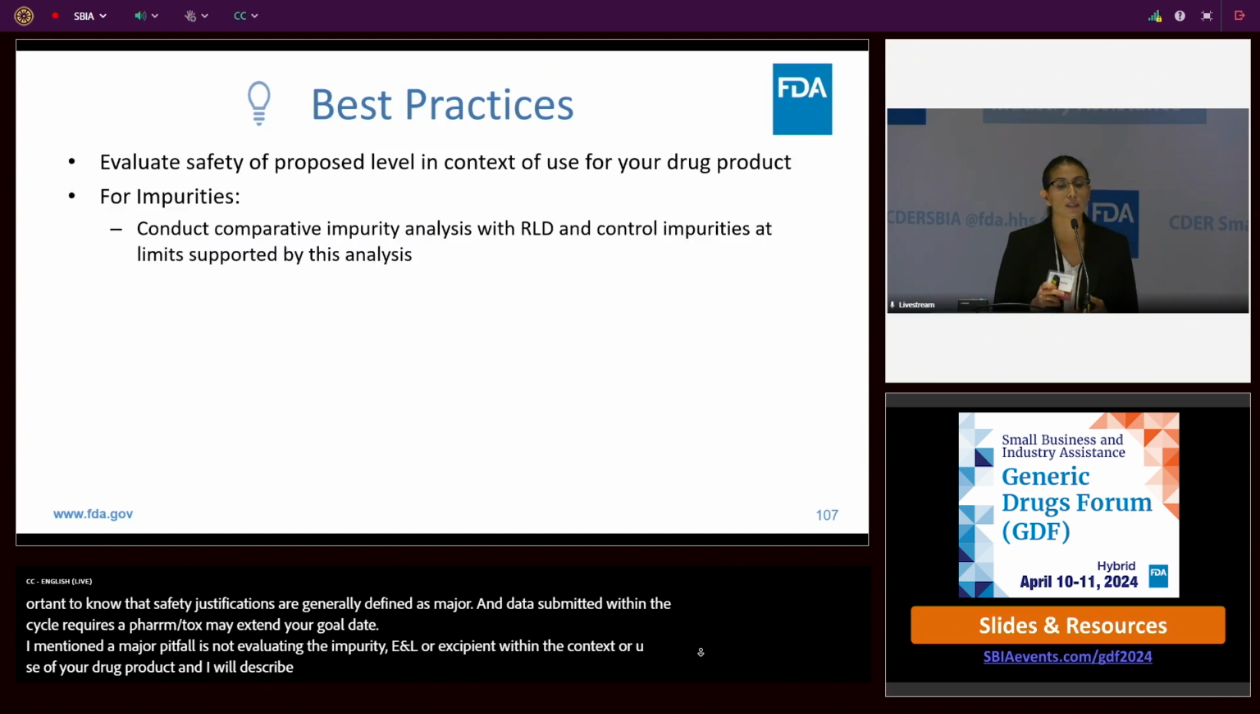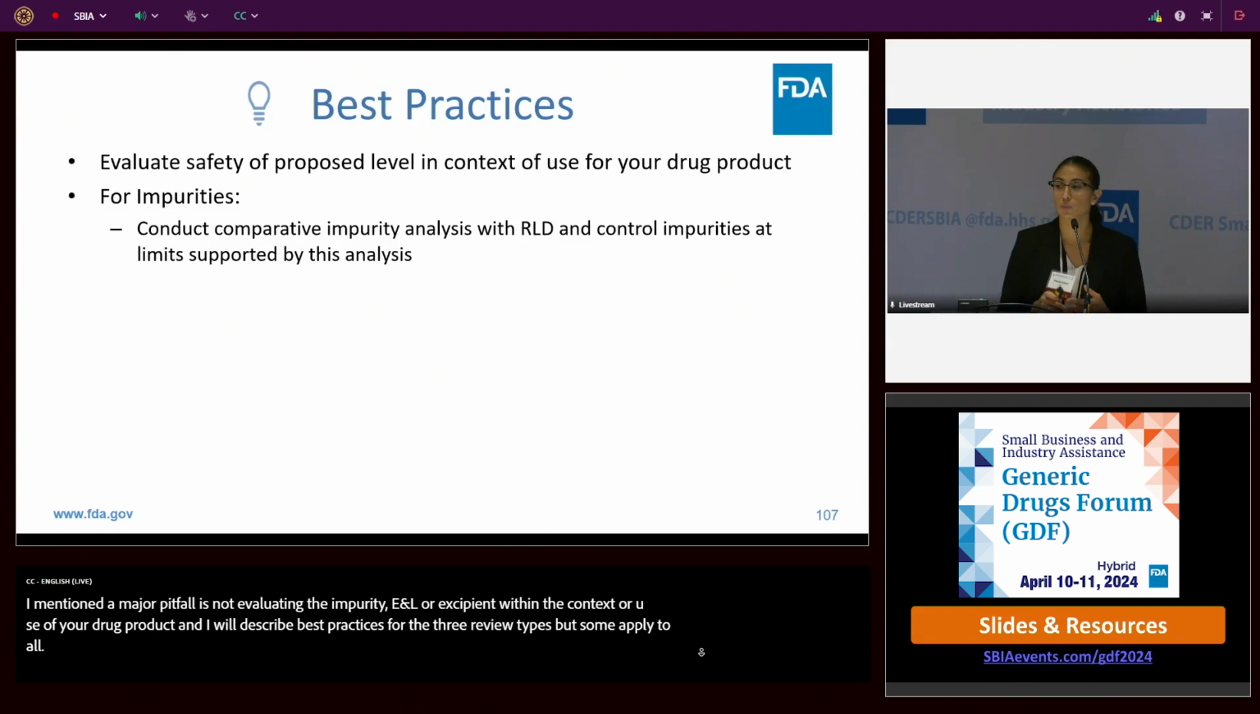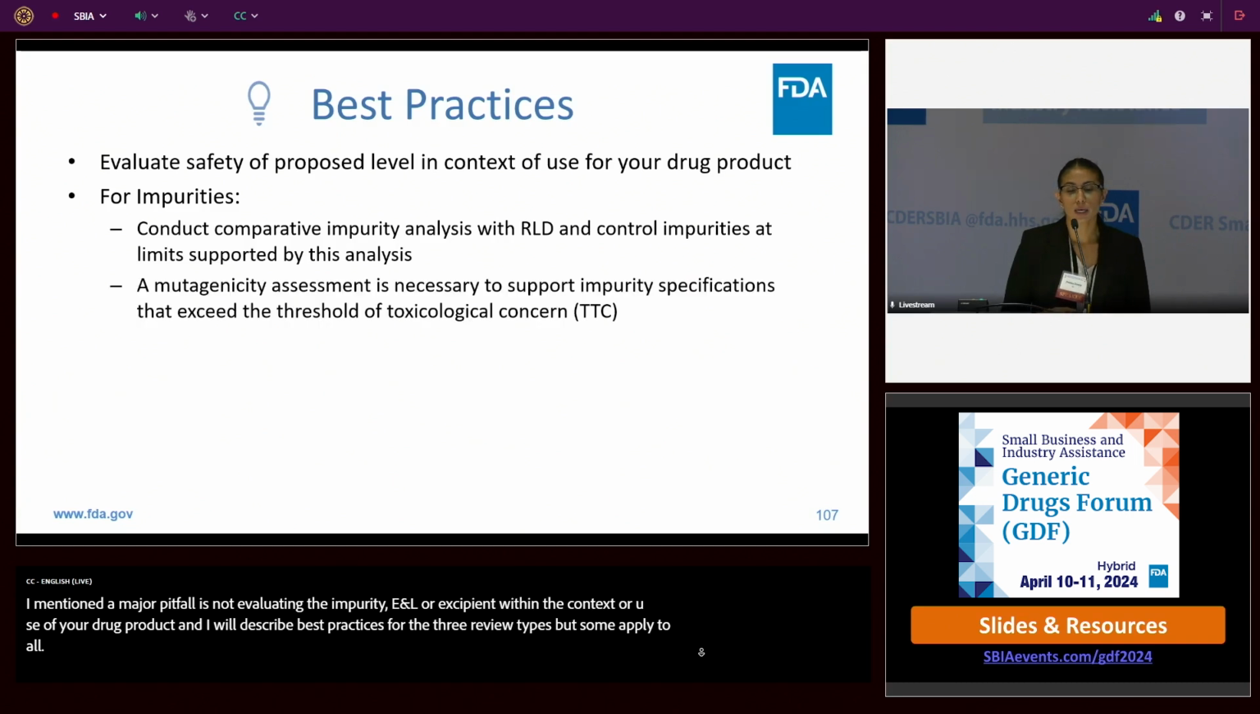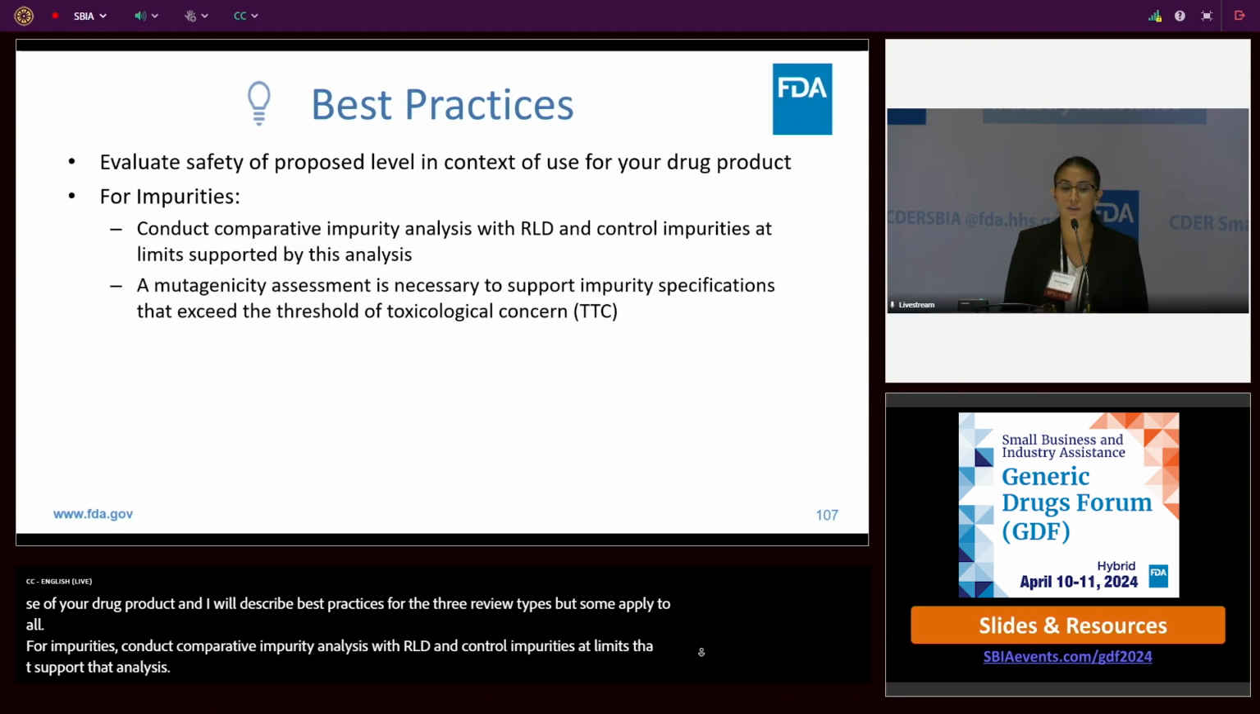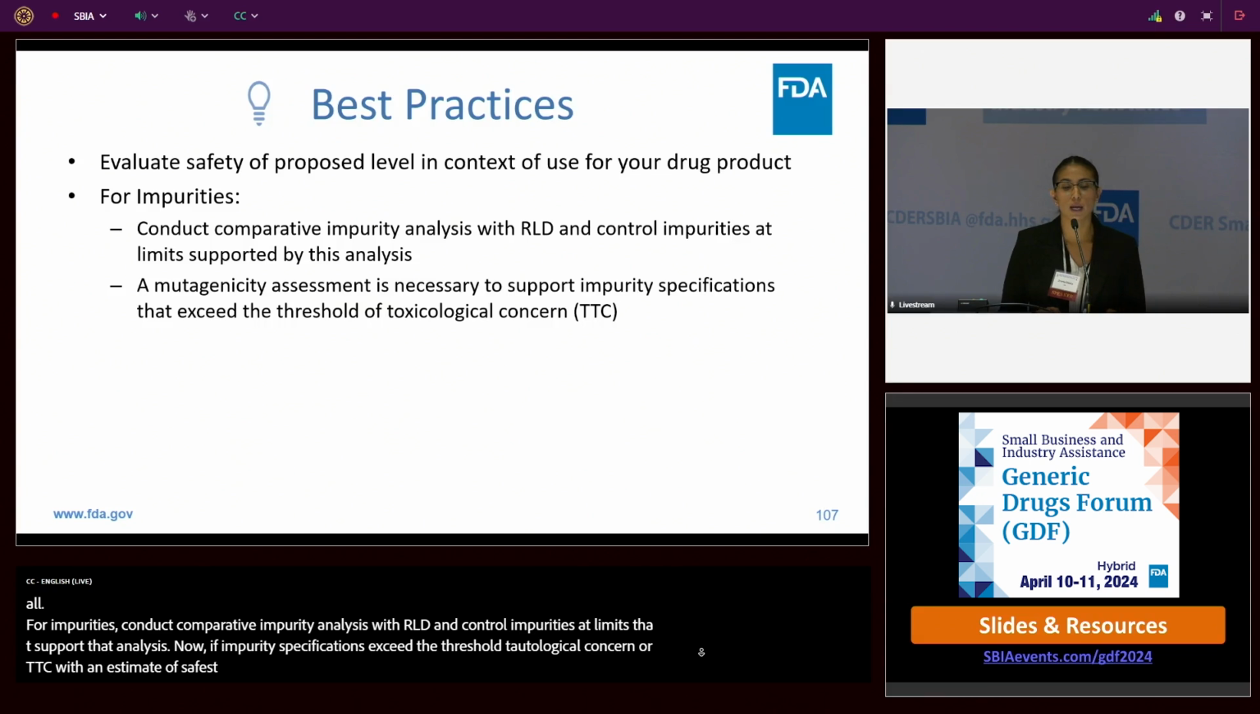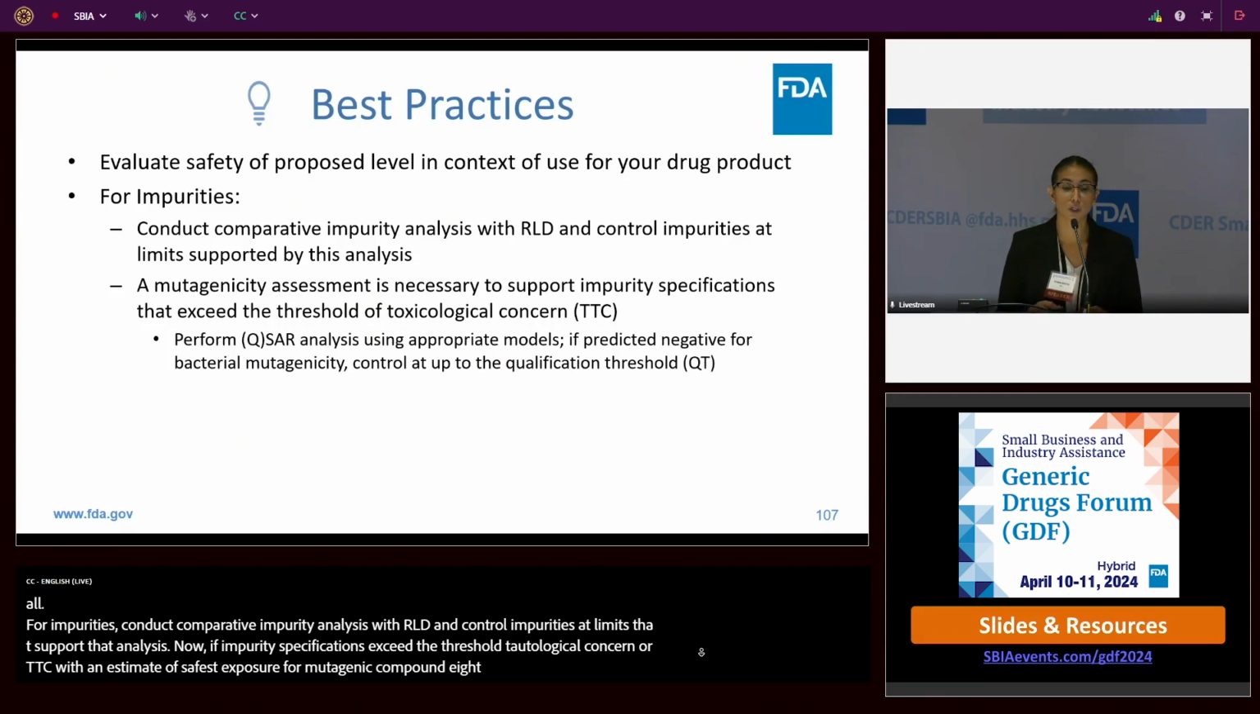So for impurities, conduct comparative impurity analysis with the RLD, and then also control the impurities at limits that support that analysis. Now, if impurity specifications exceed the threshold of toxicological concern, or TTC, which is an estimate of safe exposure for any mutagenic compound, then a mutagenicity assessment is necessary. And this can be in the form of a QSAR analysis using appropriate models.